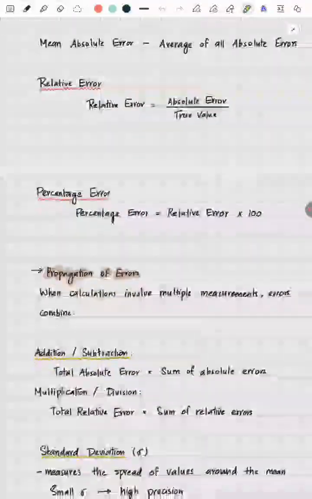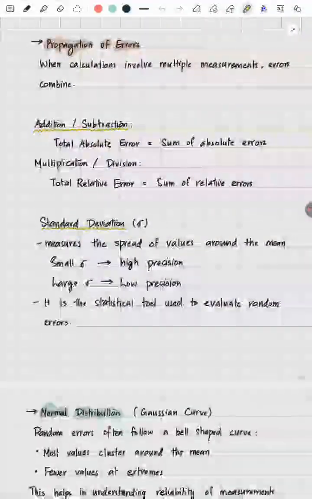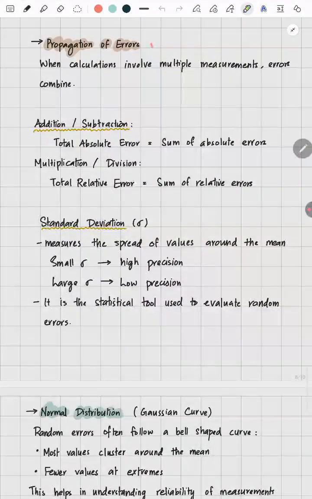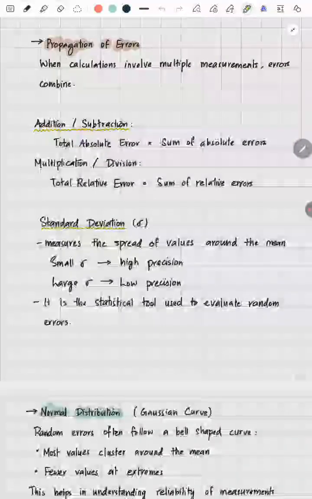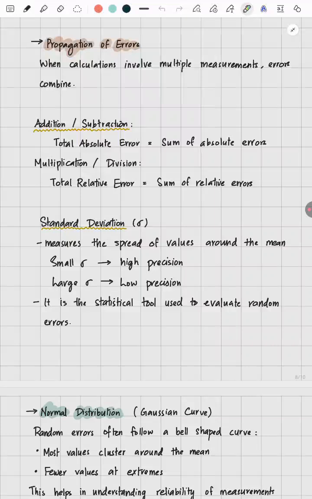When calculations involve multiple measurements, we need to consider propagation of errors. This means that errors from individual measurements combine and affect the final result. In addition and subtraction, absolute errors are added. In multiplication and division, relative errors are added. This concept is very important because even small errors in individual measurements can lead to a significant error in the final calculated value.